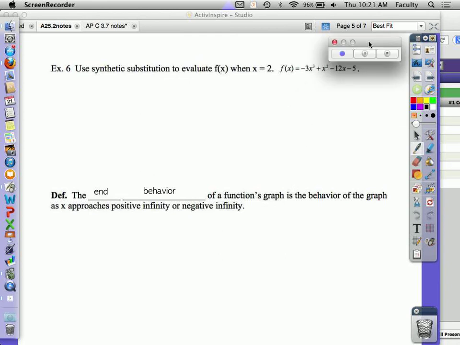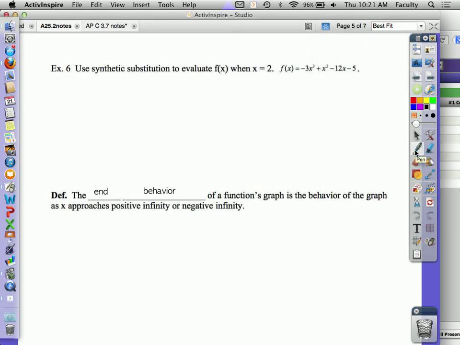Okay. All right, so let me say it again. End behavior of a function's graph is the behavior of the graph as x approaches positive infinity or negative infinity. So I don't know that you have space here, but you can just watch this part.